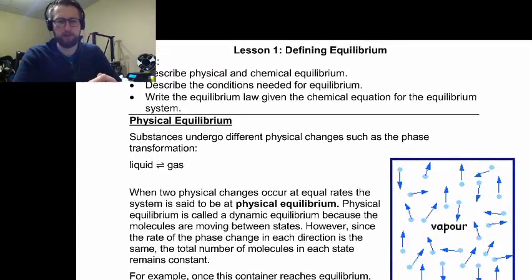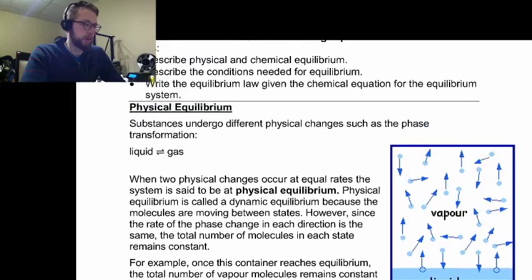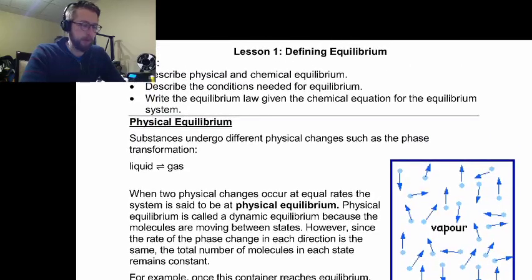All right, so let's move on to the first lesson of this booklet. We're going to talk about equilibrium. This is that state at the end of that graphic there, where the amount of reactant being used up and the amount of product being formed is slowing down to a steady state. So there are a couple of different types of equilibrium that can happen. One case is physical equilibrium.